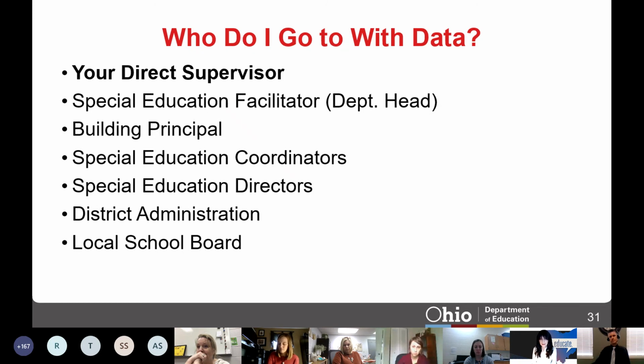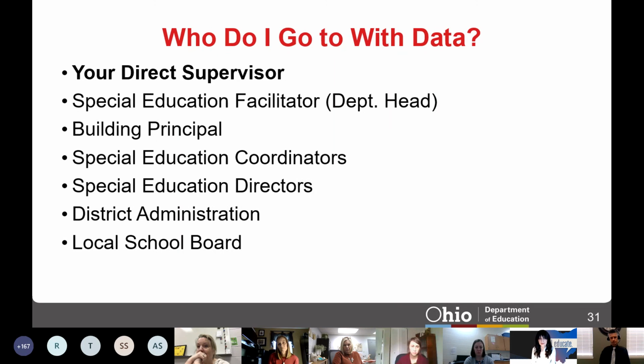What do you do with that data? You go to your direct supervisor. As we always say, that's your first person that you go to, and you show them your data, and you go through and possibly get some advice, some guidance from them. Maybe they will have some suggestions for you of things that you could do differently. Maybe when you did your own time study, you found things that you were doing that were taking more time than they needed to, or something like that.